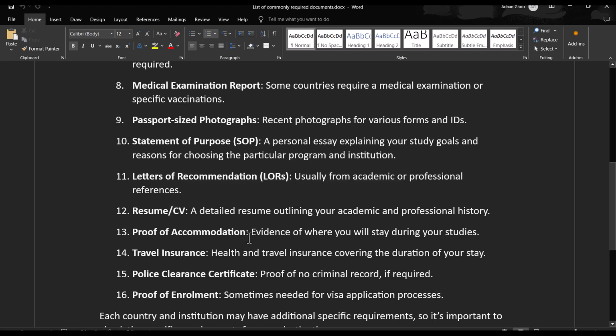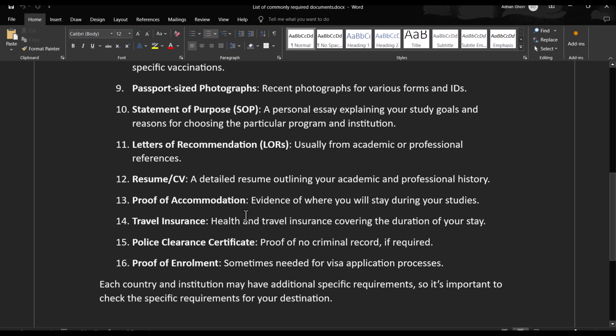Proof of accommodation, evidence of where you will stay during your studies. This will be required later on when you actually enroll in the university and when you take a flight and land in that particular country. During that time they will ask you for a proof of accommodation, where you are going to stay. This will also be required at immigration as well.